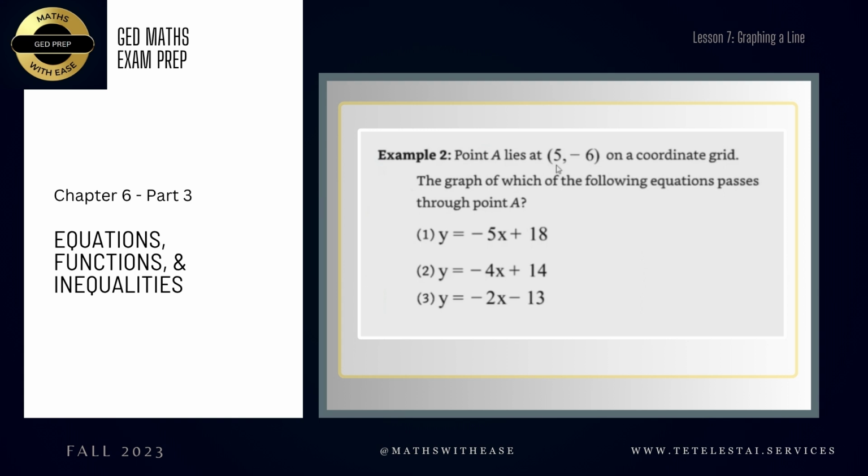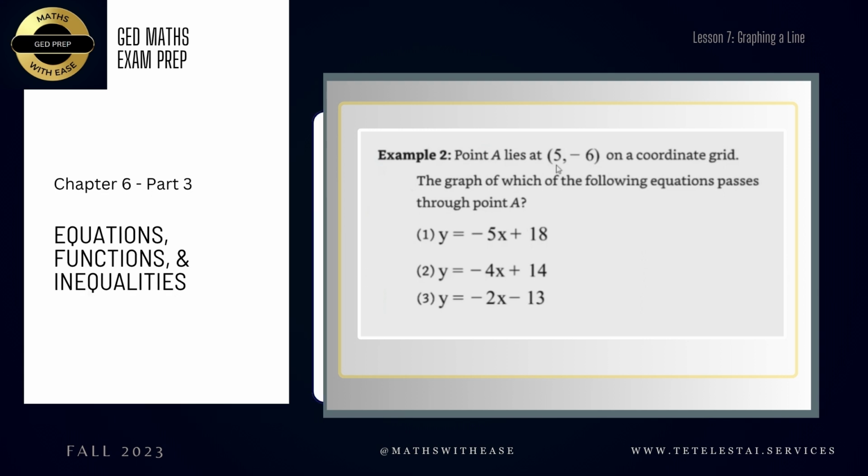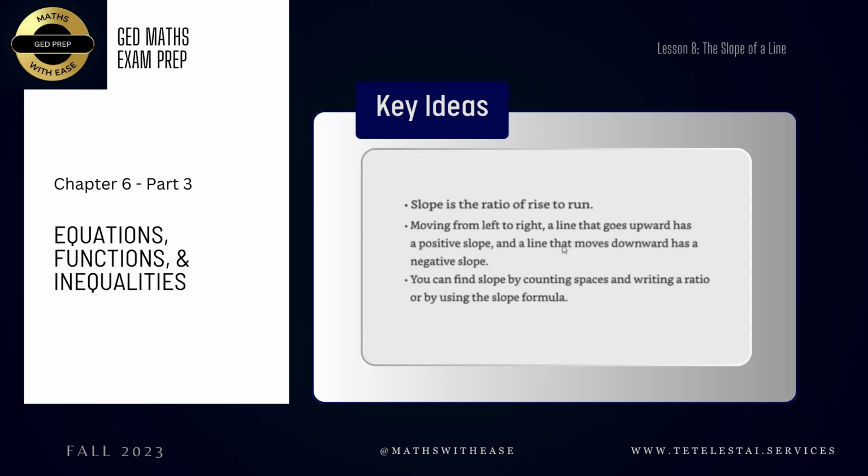So we'll practice exercises starting on page 975 to 978. Lesson 8 is on the slope of a line. And so the key idea to keep in mind is that a slope is essentially a ratio of rise over run.